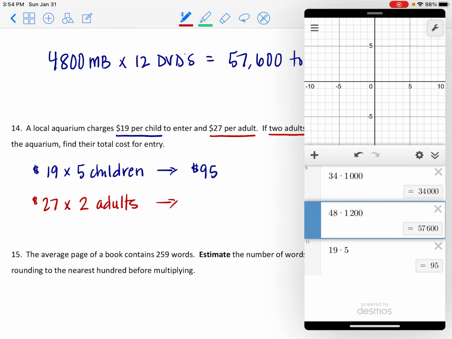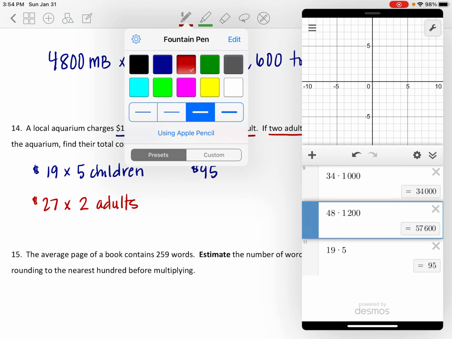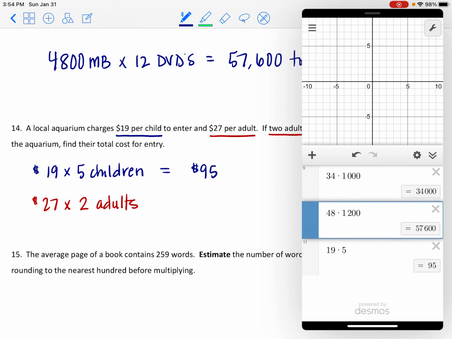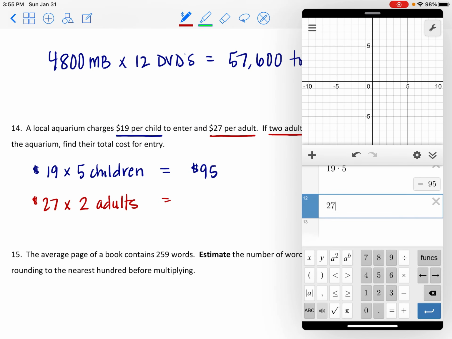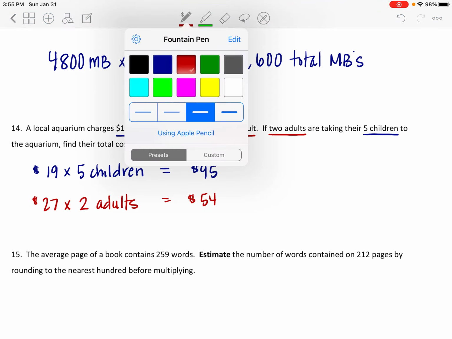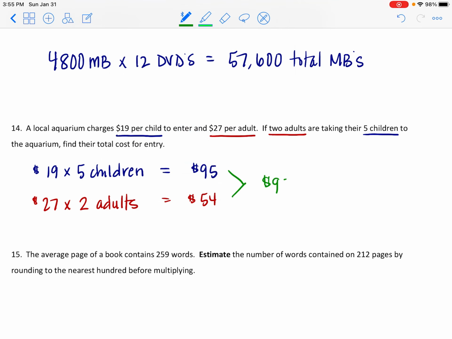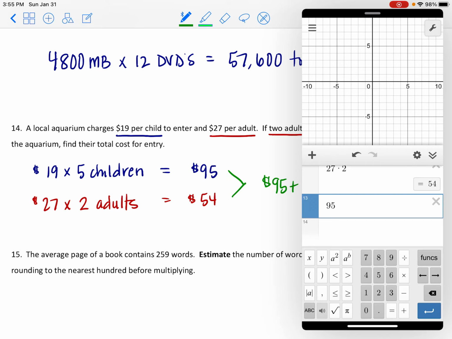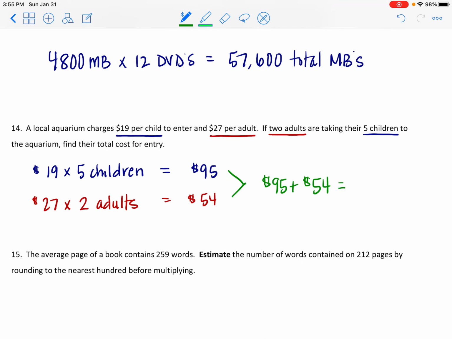So if we multiply, actually we can use equals here. 19 times 5 was $95 total. And then 27 times 2, if you need your calculator, 27 times 2 is $54 for the two of them. Now they're going to pay the $95 for their children. They're going to pay the $54 for themselves. So the total is $95 plus $54. And 95 plus 54, again, let's go ahead and rely on our technology, is $149. So it's going to cost this family $149 to enter the aquarium.